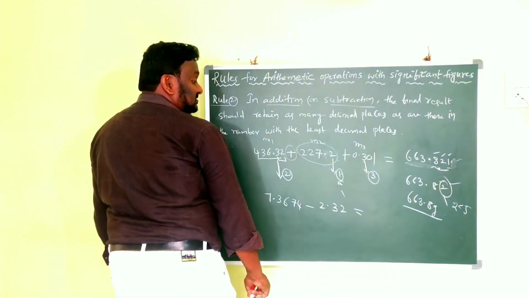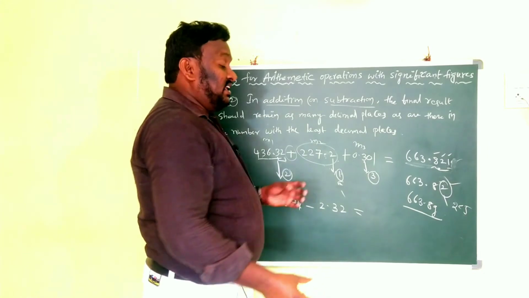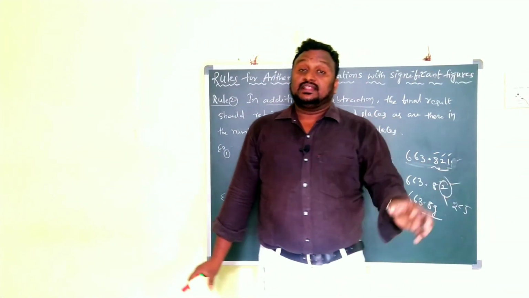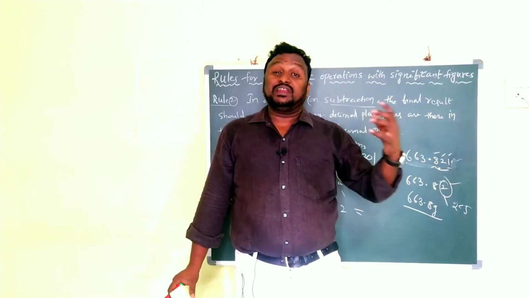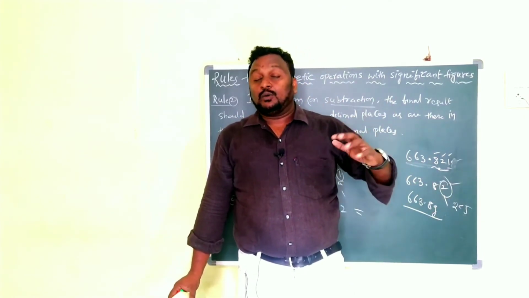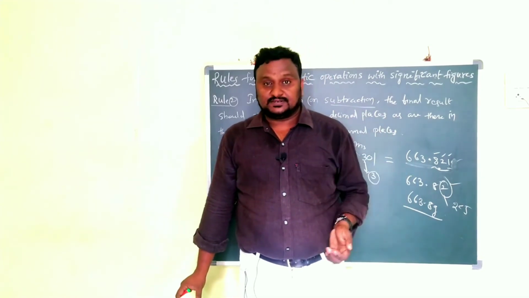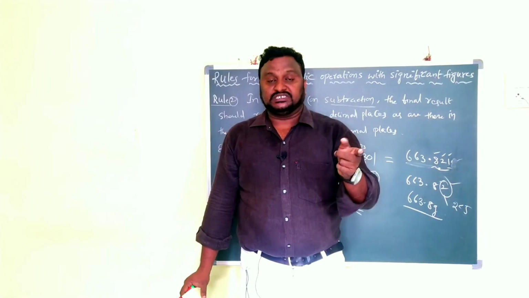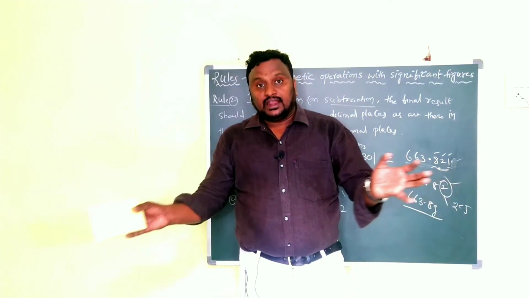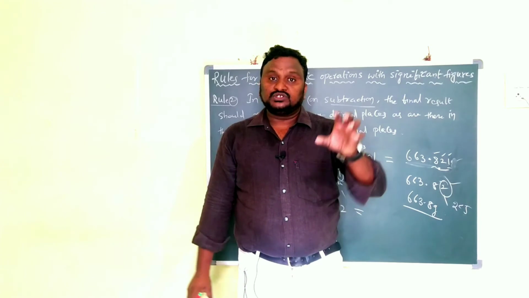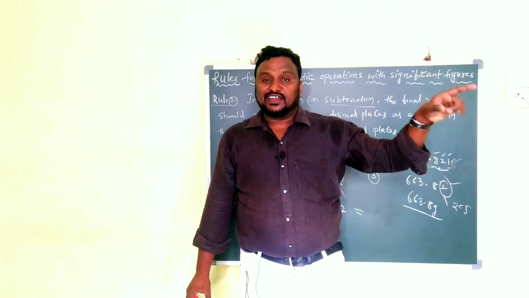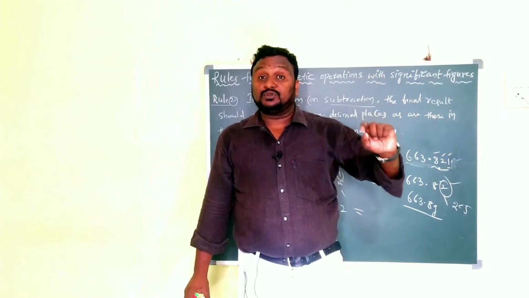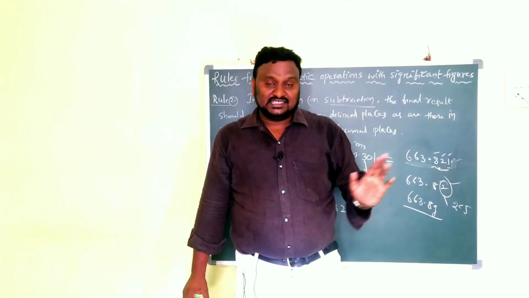That is the answer. So first, in a given operation, we have to check how many numbers there are, and in those numbers how many decimal places there are. We have to count every number's decimal places and note it. After that we add all the numbers. We have to check how many decimal places are in the final result, and the final result is also rounded off to the minimum decimal places like this.